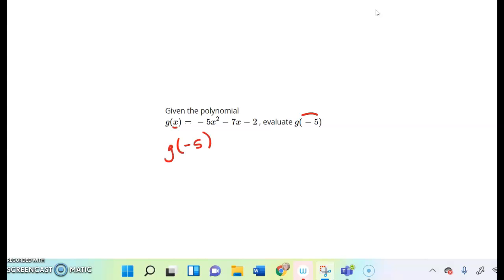So g of negative 5 equals negative 5. Notice I'm going to use parentheses for x squared, minus 7, parentheses for the x, minus 2. And then we're going to put negative 5 in for each x.